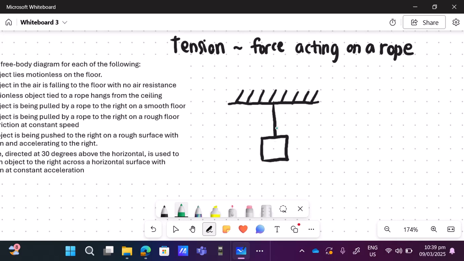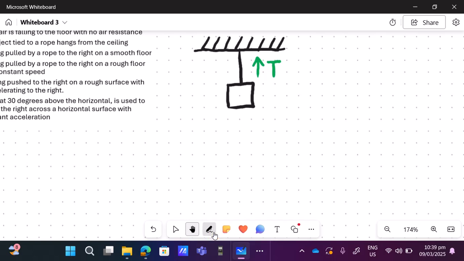So aside from tension, so we know here that we have tension. Okay, what other force is present? Okay, so of course, this object has mass. So we can say that there is weight present.